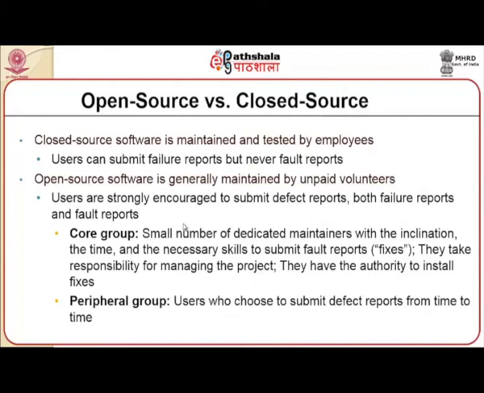Closed source software is maintained and tested purely by employees. Users can submit failure reports but never fault reports. Whereas open source software is generally maintained by unpaid volunteers who are called co-maintainers, co-developers. So any number of co-developers can work on top of what is existing on the internet. Users are strongly encouraged to submit defect reports, both failure reports and fault reports.